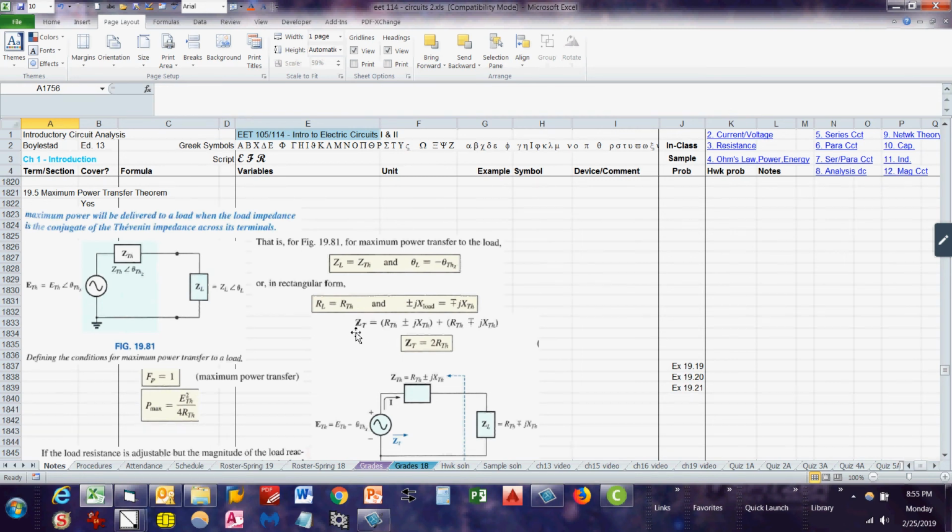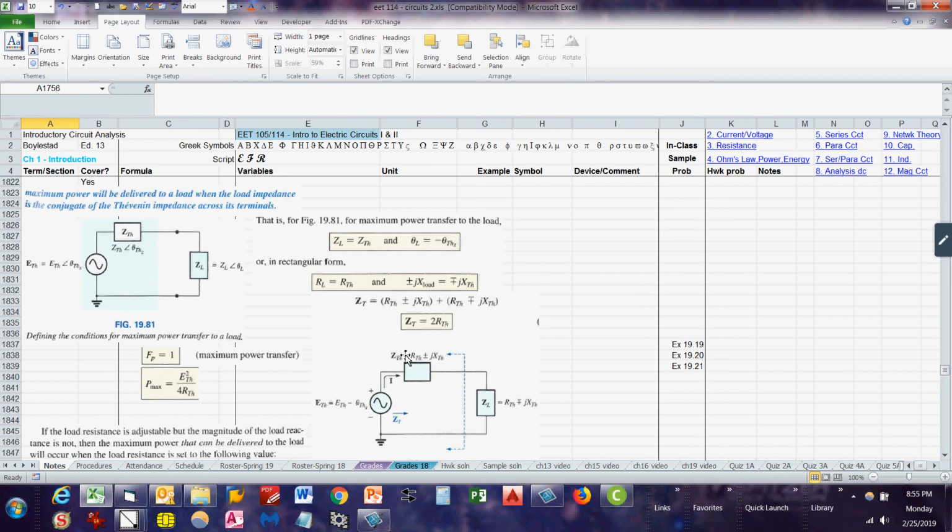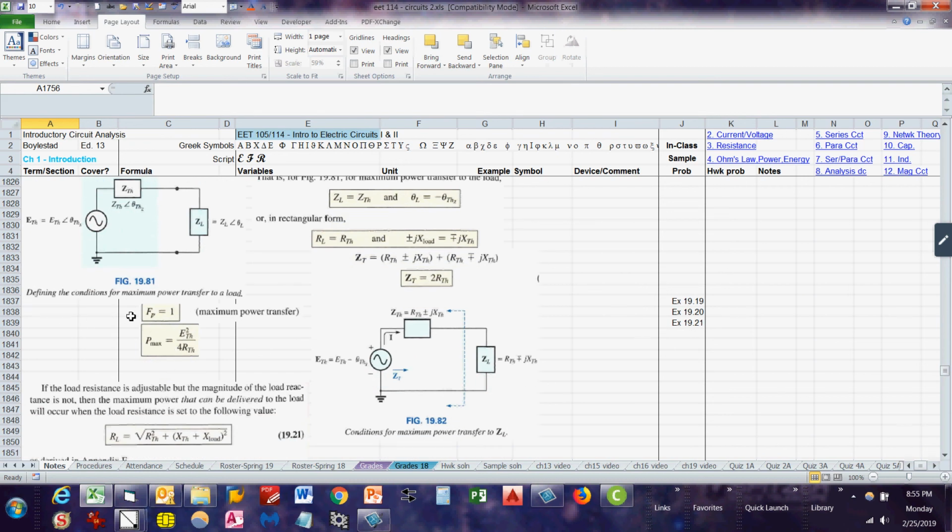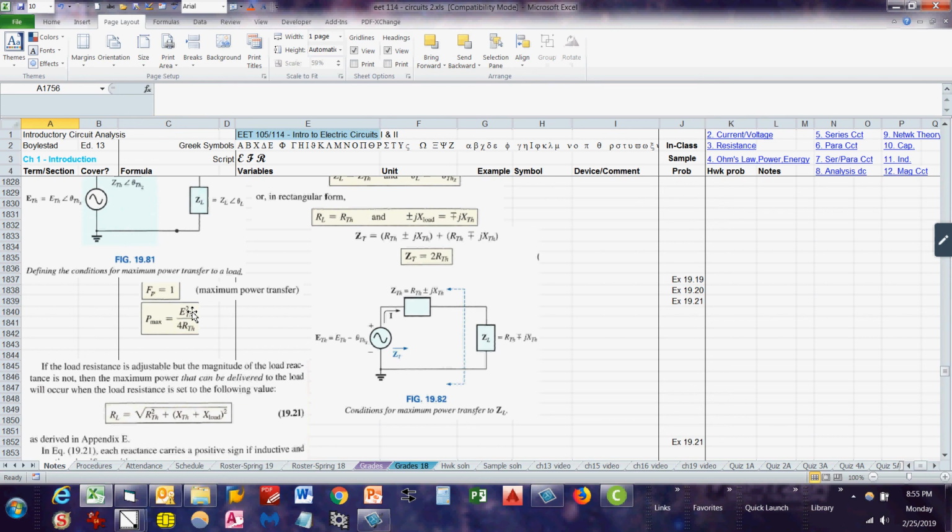impedance. So Z sub T equals R Thevenin plus or minus j X Thevenin plus R Thevenin minus or plus j X Thevenin. Z sub T equals 2 times R Thevenin. So defining the conditions, the power factor is 1, and the maximum power equals E Thevenin squared divided by 4 times R Thevenin. That was the same formula as before.